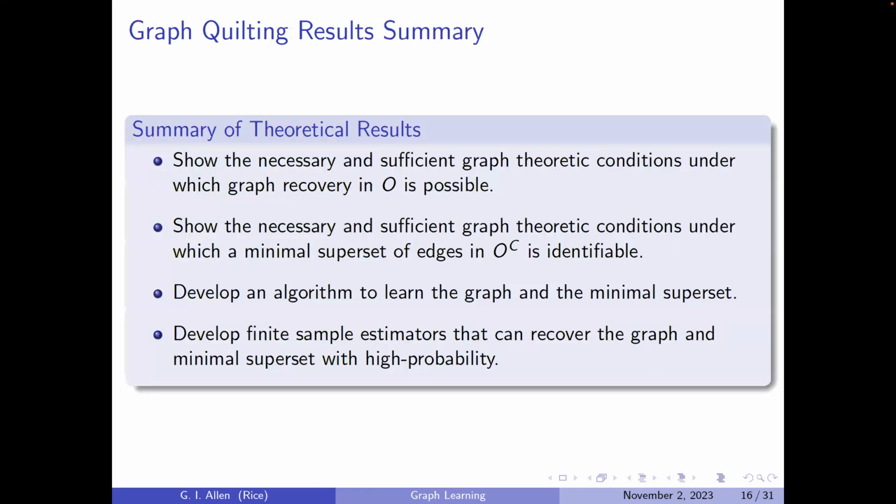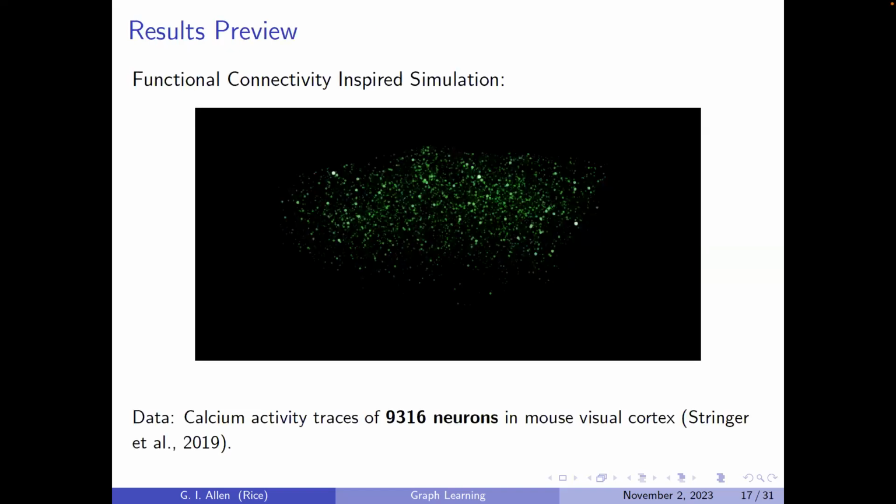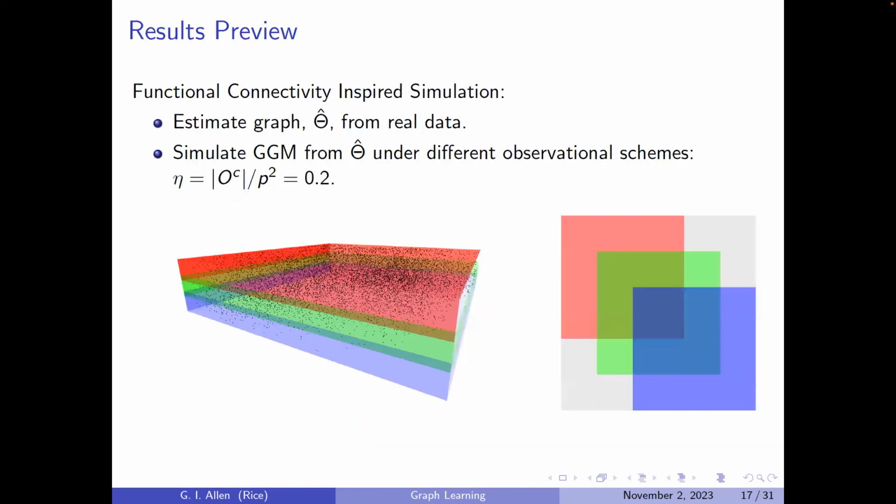Okay, so just to summarize, we show the necessary and sufficient conditions under which we can recover the graph in O, and we can recover the minimal superset in O complement. We also develop an algorithm that does this in finite samples and recovers with high probability, with finite sample estimators. So the sample complexity is not great. It's the minimum sample size for any of the patches there, but we do think that can be improved in future work.